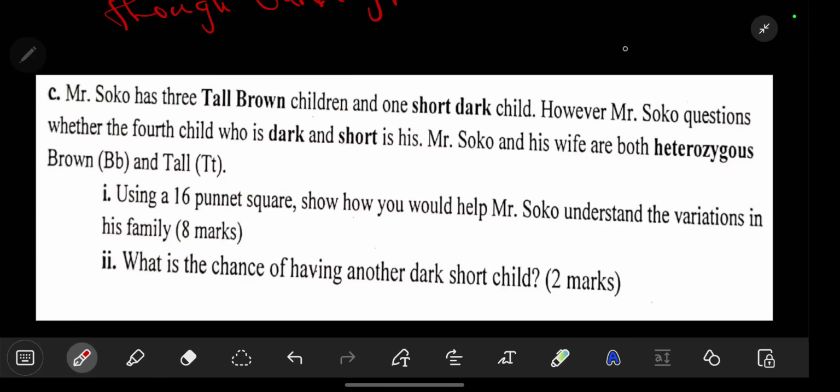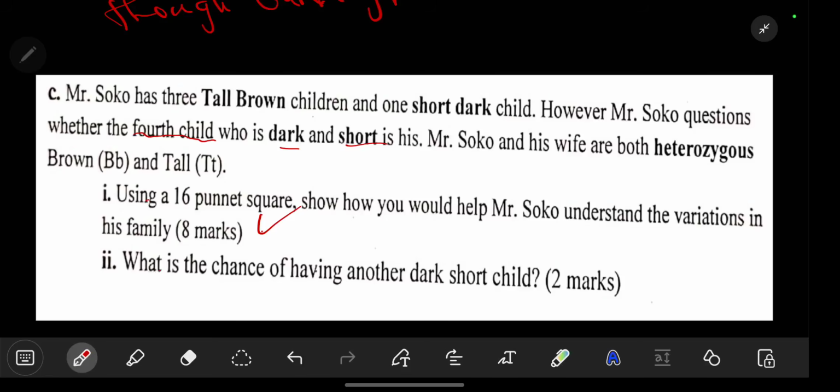If we have Mr. Soko has 3 tall brown children and 1 short dark child. However, Mr. Soko questions whether the 4th child, who is dark and short, is his. Mr. Soko and his wife are both heterozygous, like that. Then we are told, using the 16 Punnett square, show how you would help Mr. Soko understand the variations in the family. 8 marks. So the same thing applies.